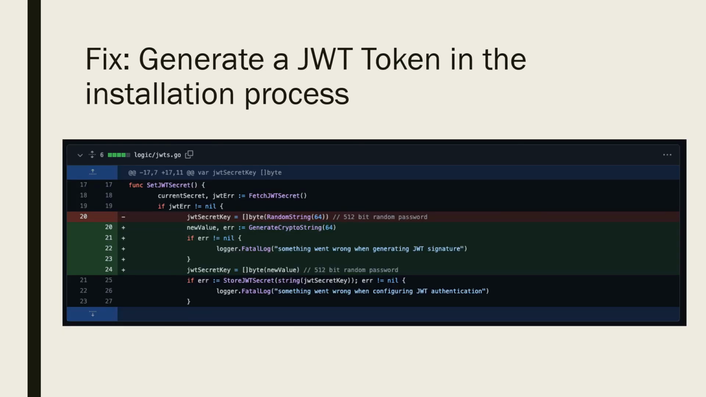Now let's look at the fix that was implemented. Essentially, the developers decided that the fix required generating a new JWT token in the installation process. You can have a look at the code here and see that they are creating a new token, which is a 512-bit random password.